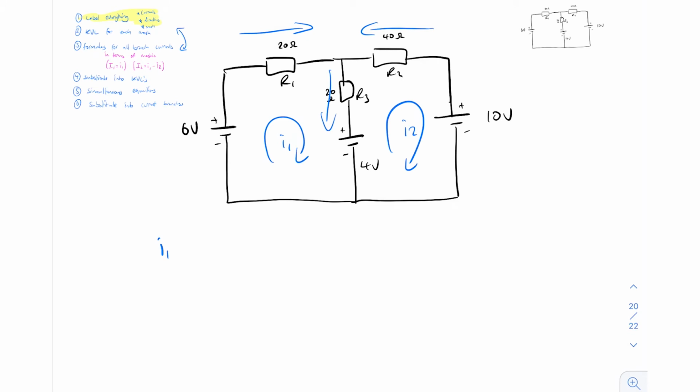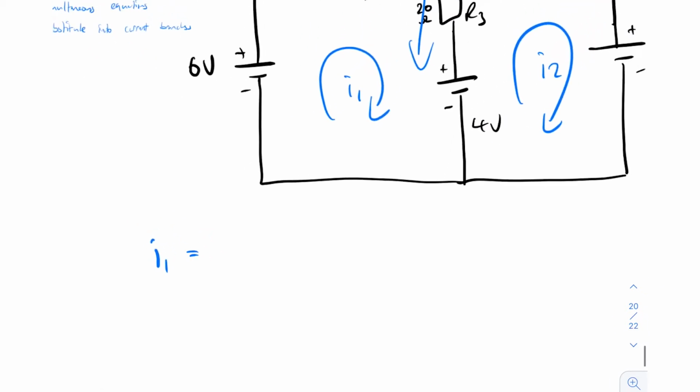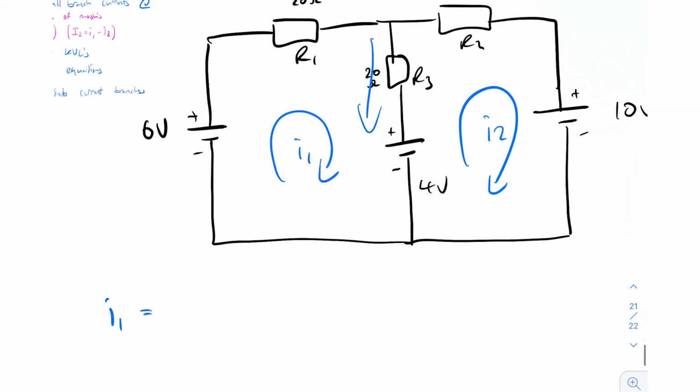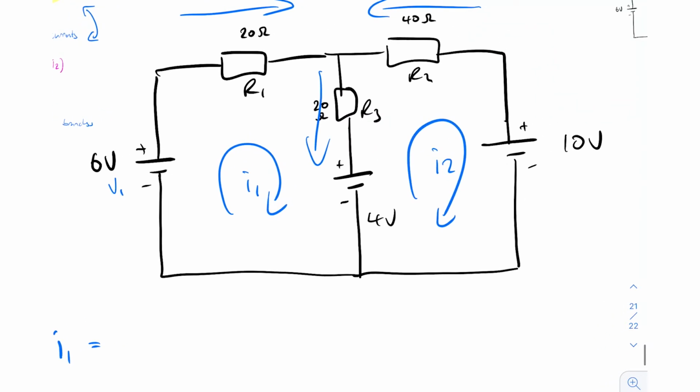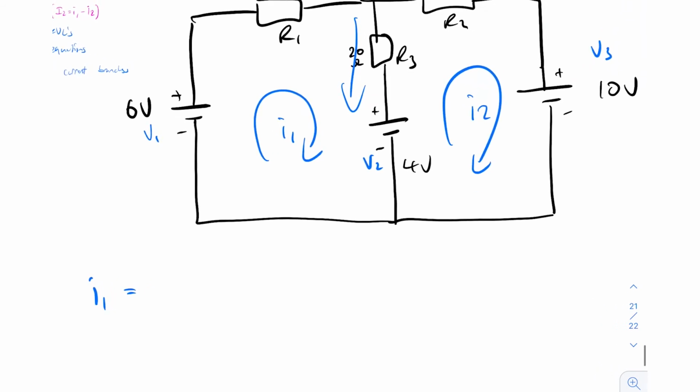So for mesh 1, if you don't remember KVL and KCL, 2 or 3 videos ago I did it on the basic circuit laws. We're just doing, if you remember, the sum of all voltages around a closed loop equals 0, right? What we're saying is that the KVL for this mesh current I1 is going to be, we can call this V1, you can call this one V2, and this one, cool.